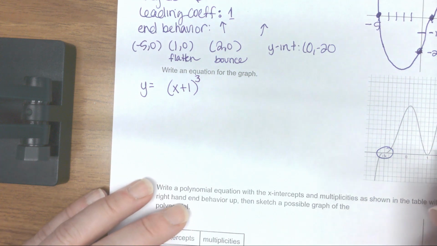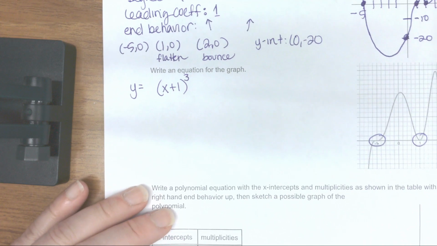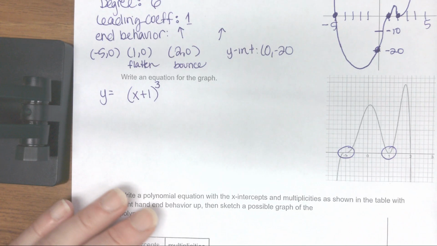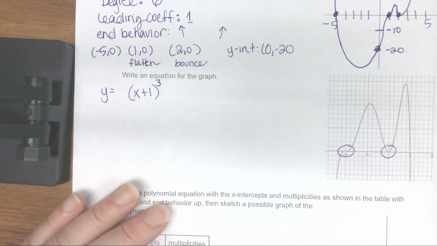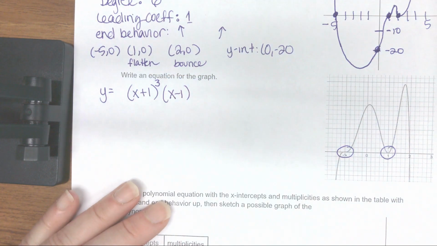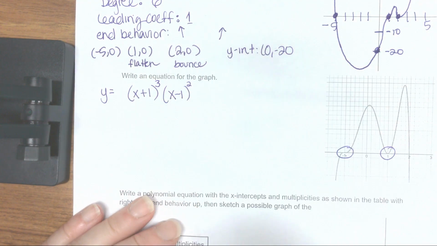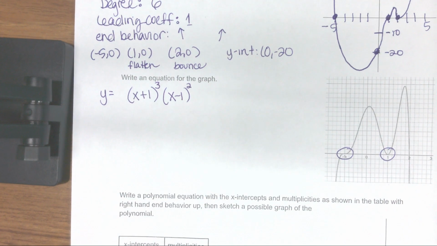Next, we have 1. Kimberly, how would I write that as a factor? Good. X minus 1. This bounces. What do I need to add? Sure, a 2. Sometimes we'll talk about how you could do like 4, whatever. They can get crazy, but for us, let's just use 3 and 2.